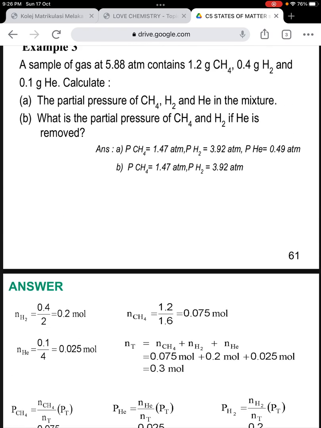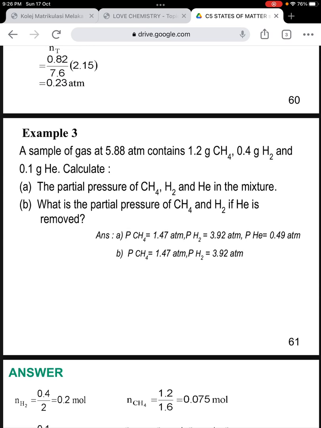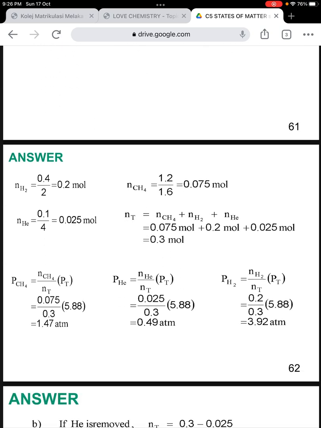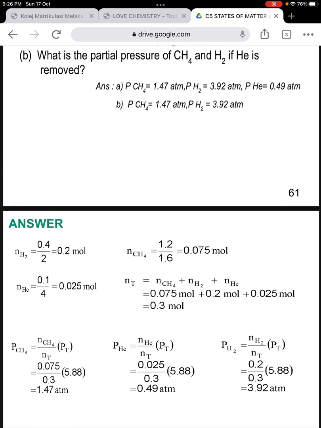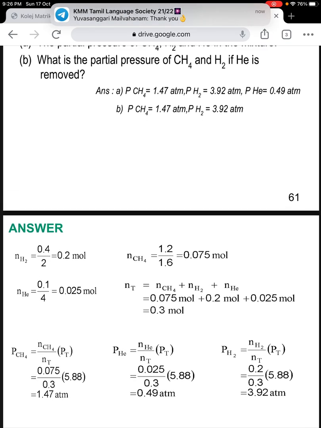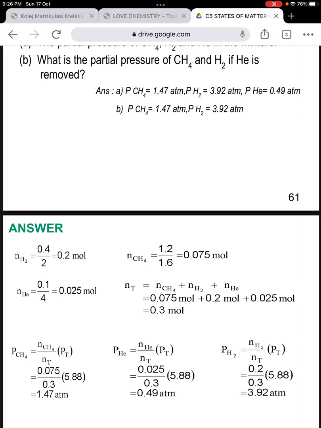How about the total pressure? Yes, total pressure is given in the question as 5.88 atm. So therefore, using Dalton's law, we can find all the individual gas pressures: 1.47, 0.49 and 3.92 is the partial pressure of CH4, helium and H2 respectively. Now question B asks, what is the partial pressure of CH4 and H2 if helium is removed from the container?